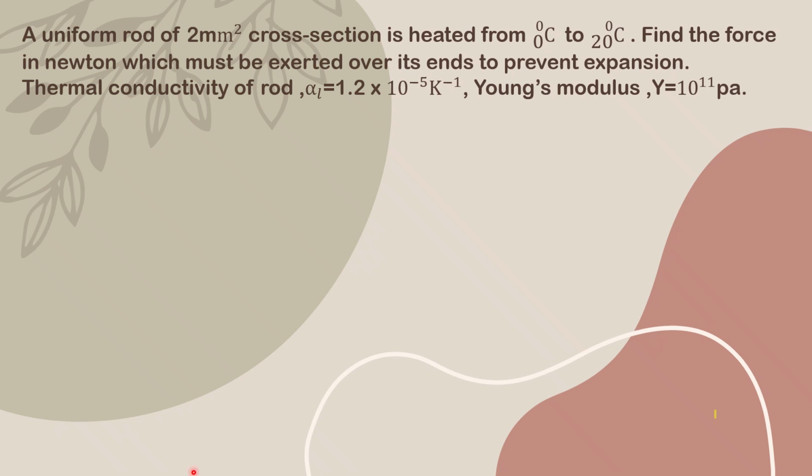A uniform rod of 2 mm square cross section is heated from 0 degrees Celsius to 20 degrees Celsius. Find the force in Newton which must be exerted over its ends to prevent expansion. Given the coefficient of linear expansion of the rod alpha L equal to 1.2 into 10 raised to minus 5 Kelvin raised to minus 1 and Young's modulus Y equal to 10 raised to 11 Pascal.